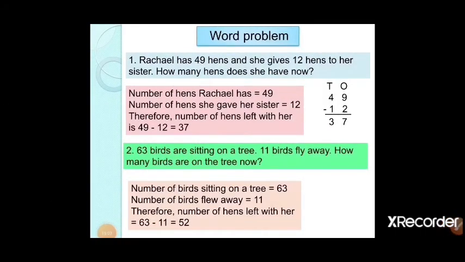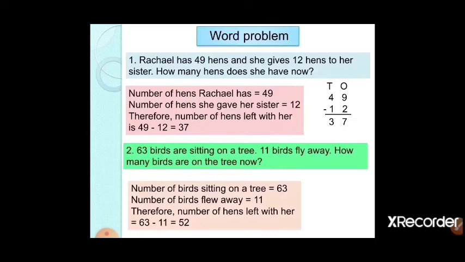Now 9 in the mind, 2 on the finger. So before 9: 8, 7. 4 in the mind, 1 on the finger. Before 4: 3. So the answer is 37. So this is most important. You have to write the number of hens Rachel has. Okay, the number of hens she gives to her sister. Okay, then the number of hens left with her.